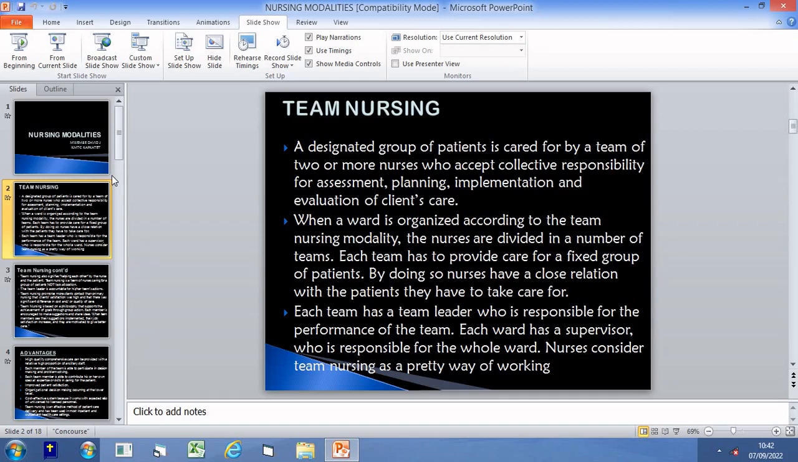Now, team nursing, we are saying a registered nurse who acts as a team leader coordinates a group of patients while working with the other team members. That is the summary that we can derive from all that is on the screen.